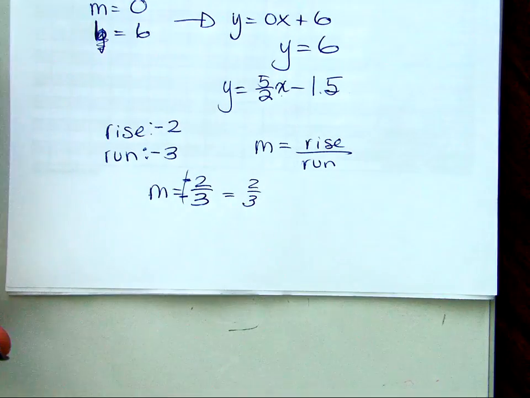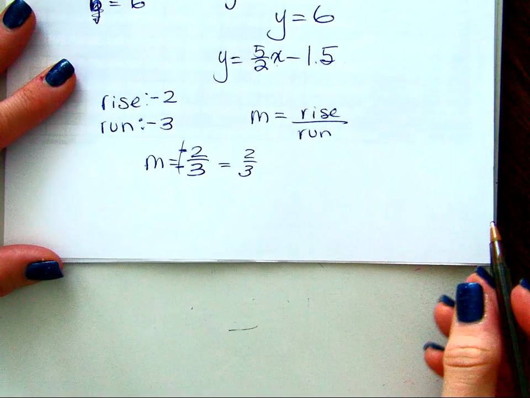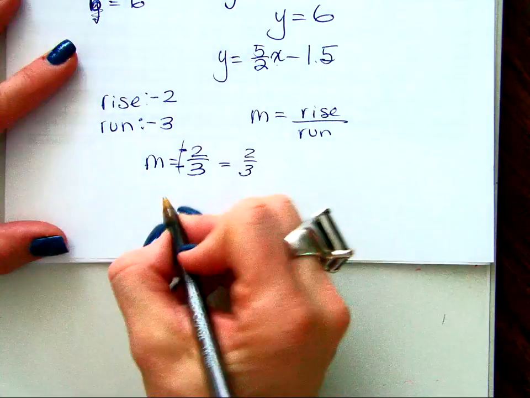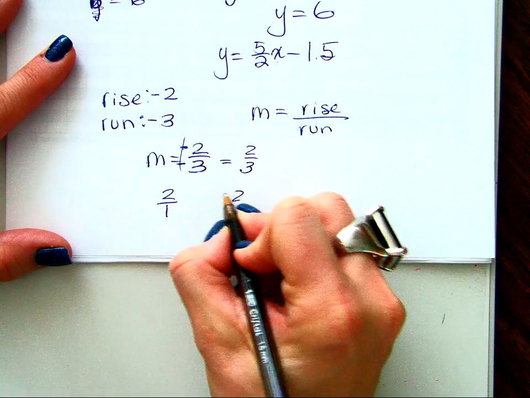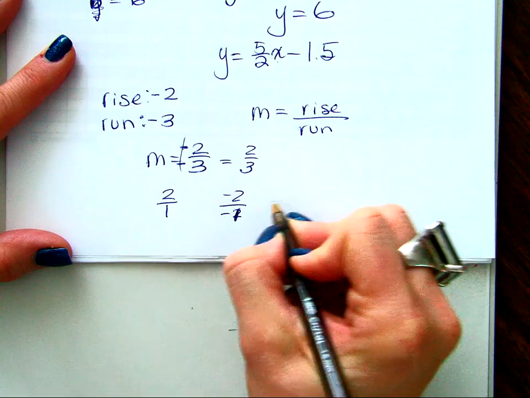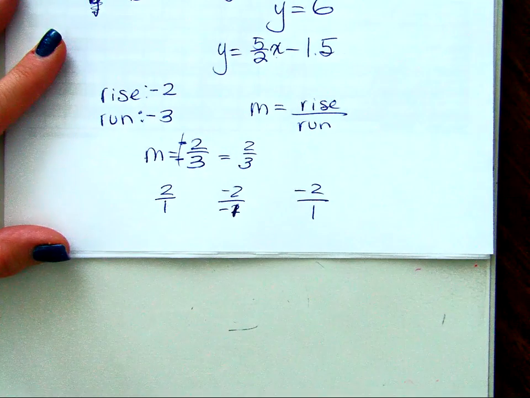And here's why. Because remember the one on the quiz where you had to tell me if the lines were parallel? Somebody said this was the slope of the first one. This was the slope of the second one. Whoops, over one. And this was the slope of the third one. Okay?